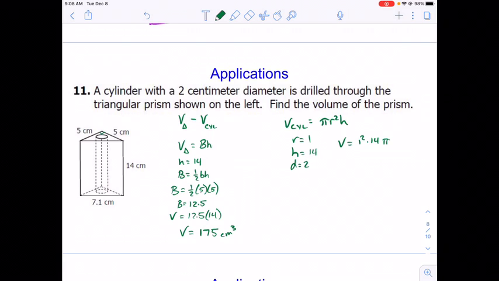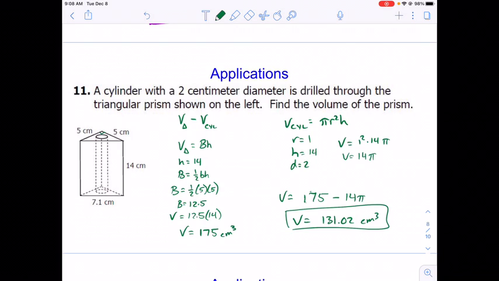Just for purposes here, I'm going to leave this in terms of pi for a second until I go back and calculate. So the entire volume is equal to 175 minus 14 pi. We'll plug this in our calculator, and that'll give us 131.02 cubic centimeters. And now we go to our last problem.